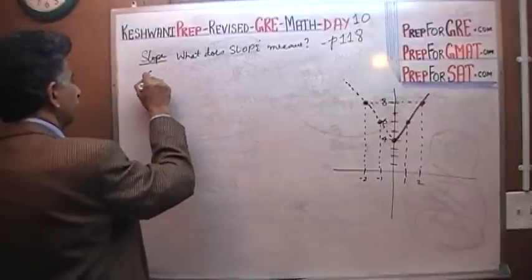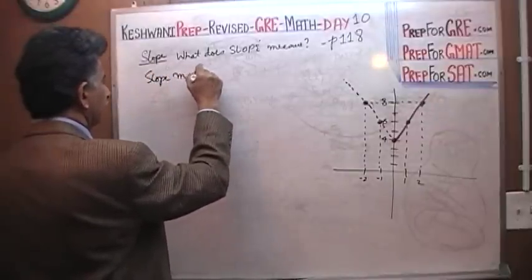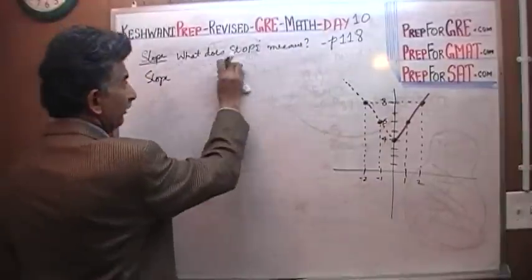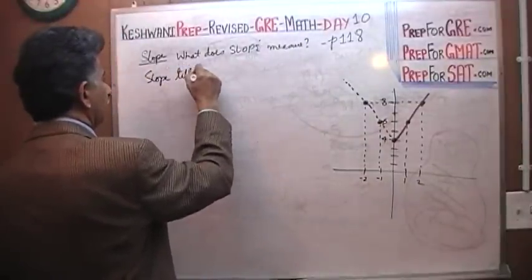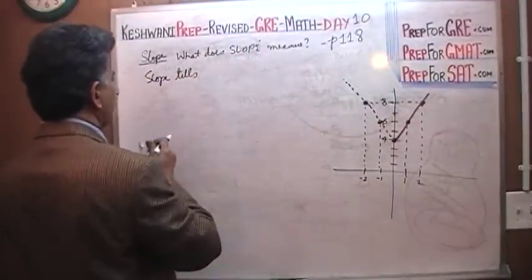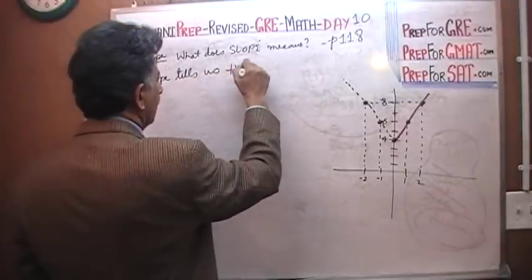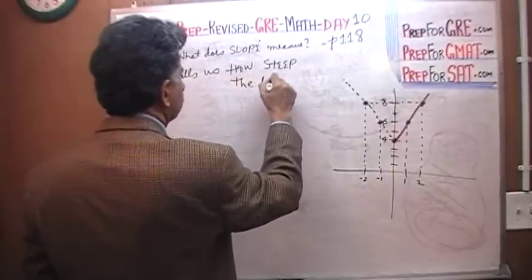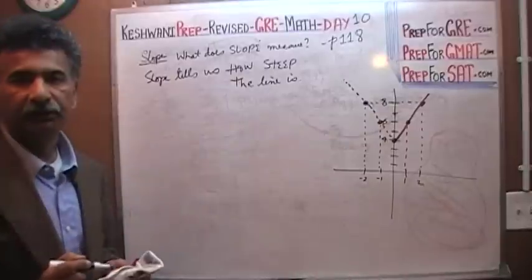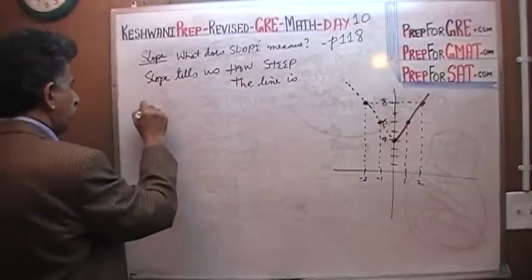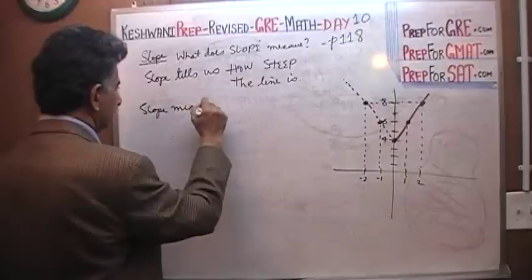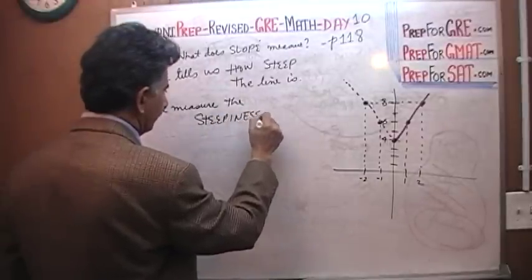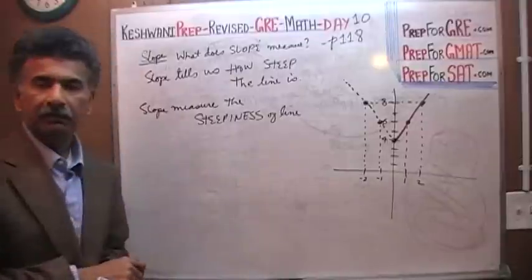Slope tells us how steep the line is. Slope measures how steep the line is. Slope measures the steepness of a line.